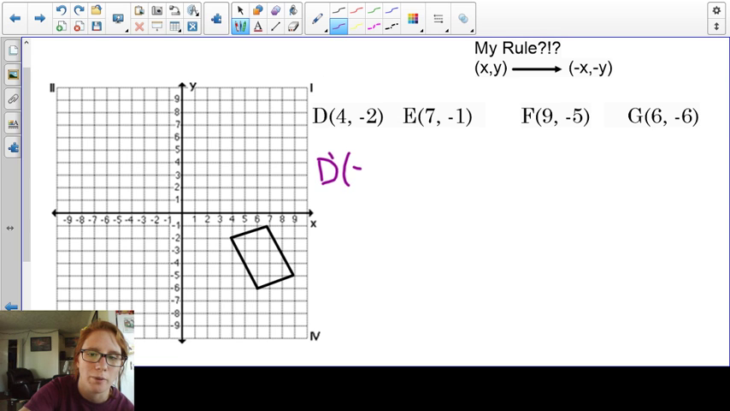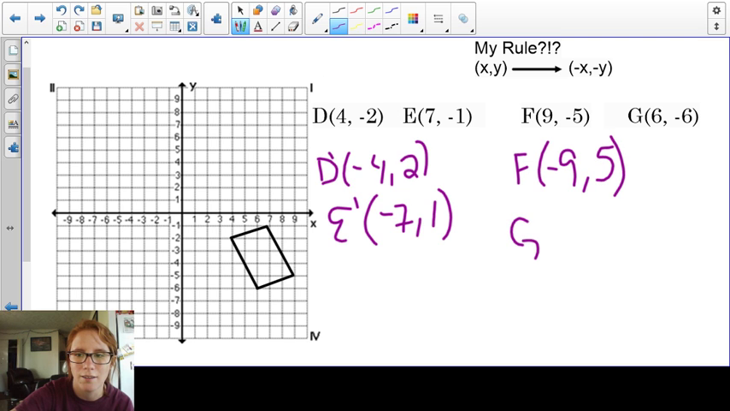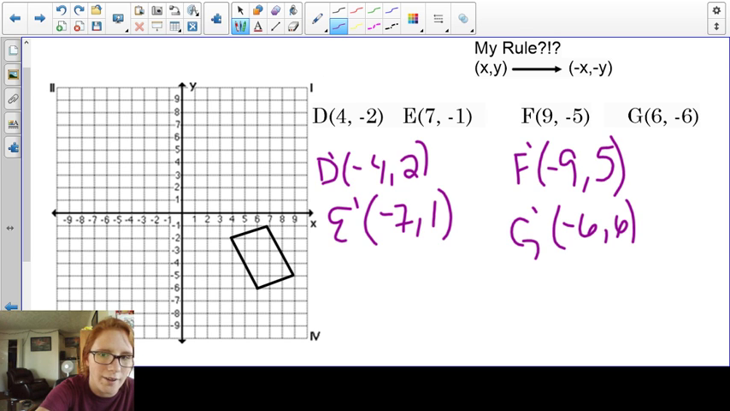So D prime in this case will be -4, 2, because even though it says that negative sign, we're doing the opposite of what I see. E is going to be at -7, 1. F will be at -9, 5. And G will be at -6, 6. So we have -4, 2. We have -7, 1. We have -9, 5. Oops, there we go. And then we have -6, 6.